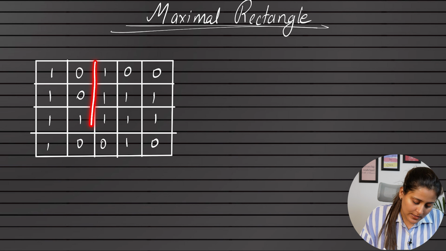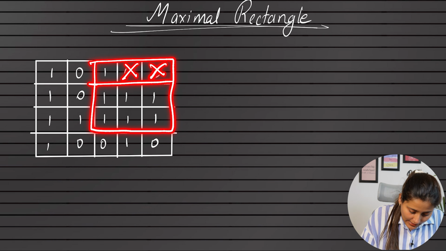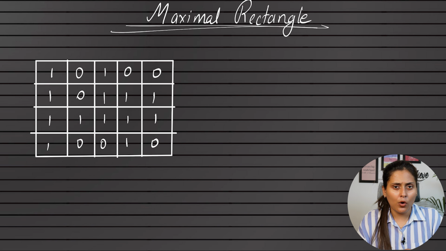But why have I not considered this one? Because here a 0 came, so this rectangle is not valid, and hence we will not consider it. But how can we solve it?